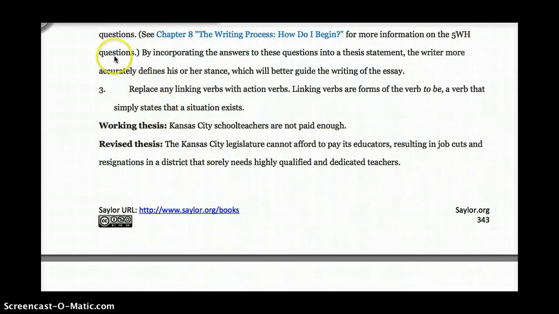Replace linking verbs with action verbs. Linking verbs are forms of the verb to be, a verb that simply states that a situation exists. So here we go, the working thesis. Kansas City school teachers are not paid enough. So "are not" is the linking verb, a form of to be.